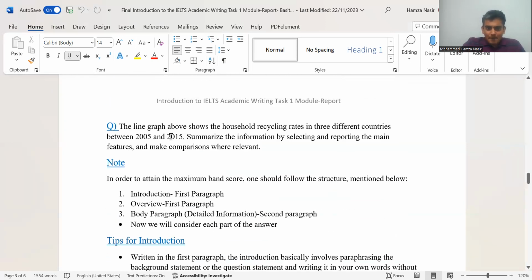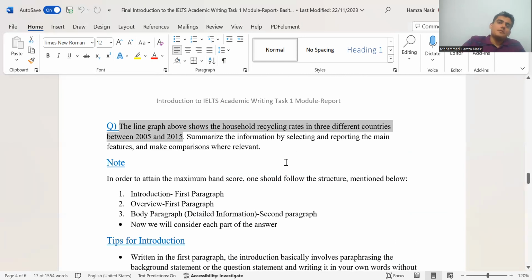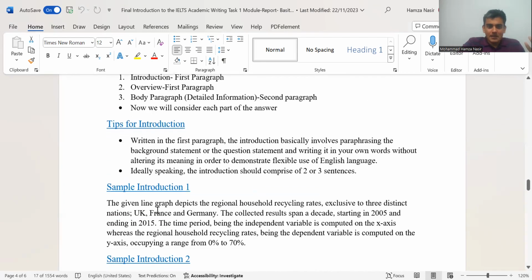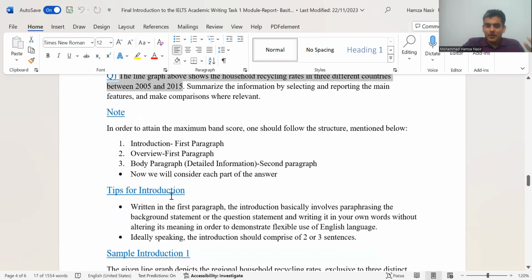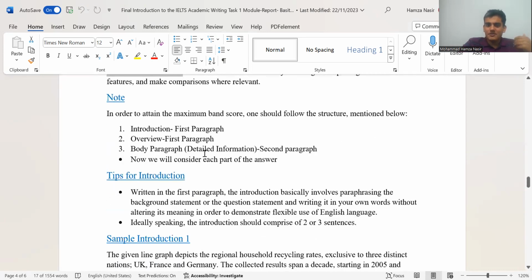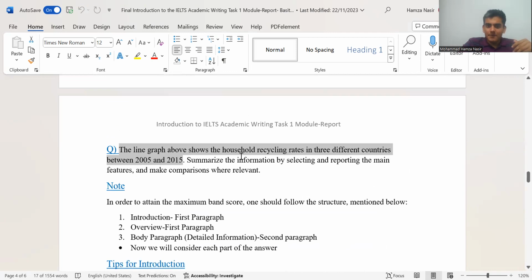So let's see. This was our background question statement. The line graph above shows the household recycling rates in 3 different countries between 2005 and 2015. First of all, let's try to rewrite the statement in our own words. That is my introduction. Instead of saying the line graph above, I've said the given line graph, right? Instead of shows, I've used a synonym, depicts, right?